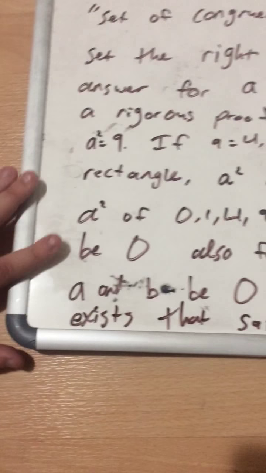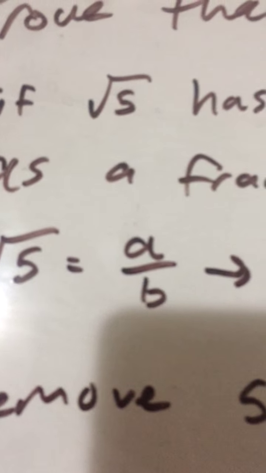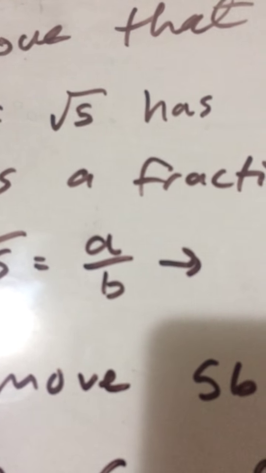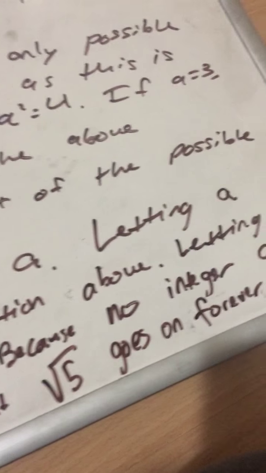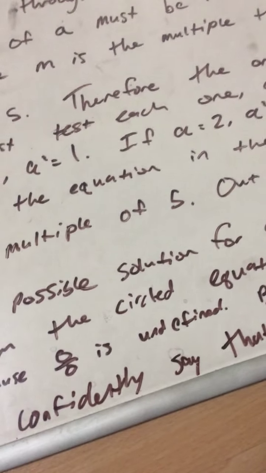So letting a and b both be 0 produces a contradiction because 0 over 0 is undefined. Up here, where we have a over b, a and b both can't be 0 because b is on the bottom of a fraction and it's impossible to divide by 0. So, because 0 over 0 is undefined, that means that 0 does not work for a. So we just tested every single possibility.